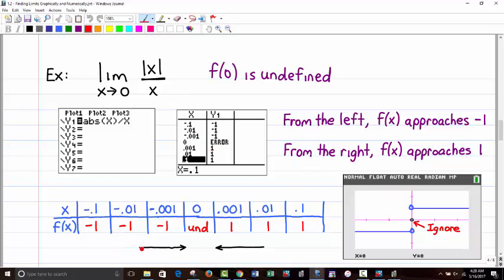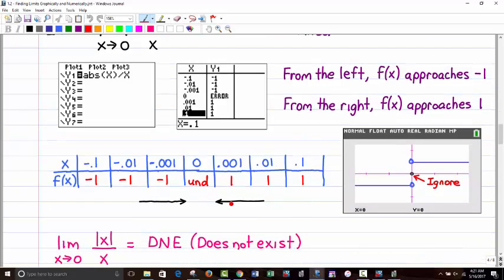So as you can see, coming from the left of 0, approaching 0, it's all -1 values. Approaching from the right, coming to 0, is all +1. So you can see that they're not converging on the same number from both sides. And the UND just stands for undefined. Function value undefined at 0.